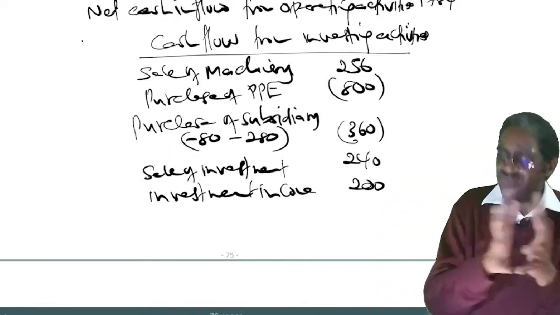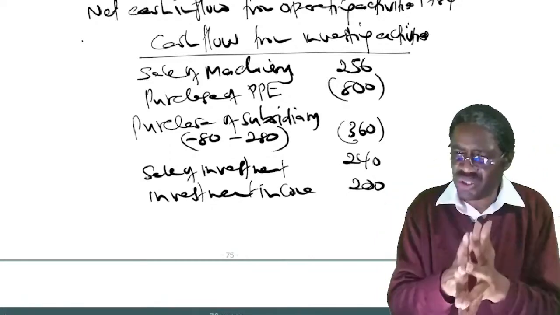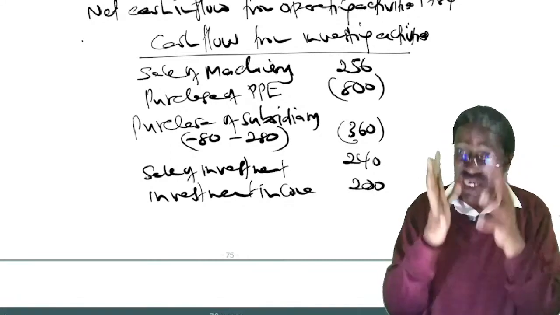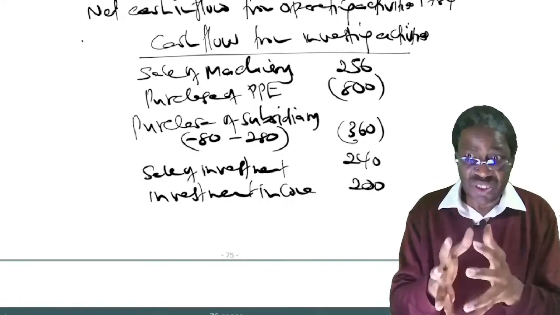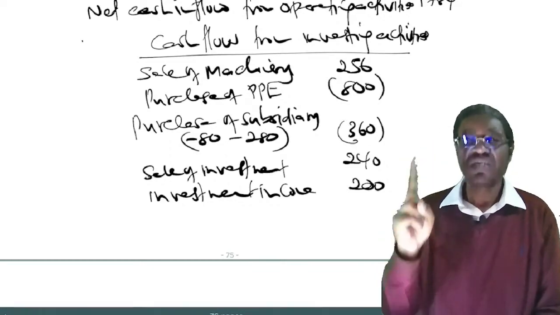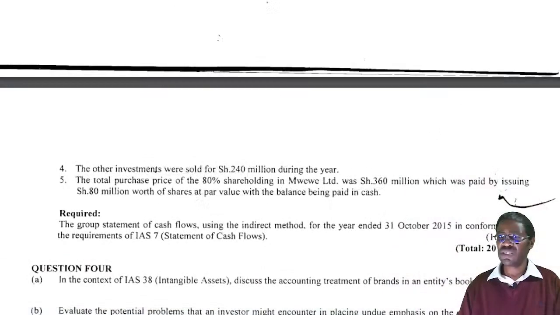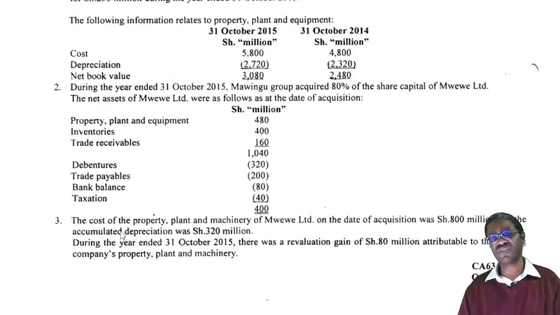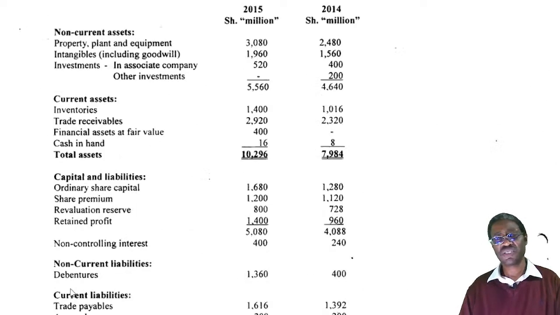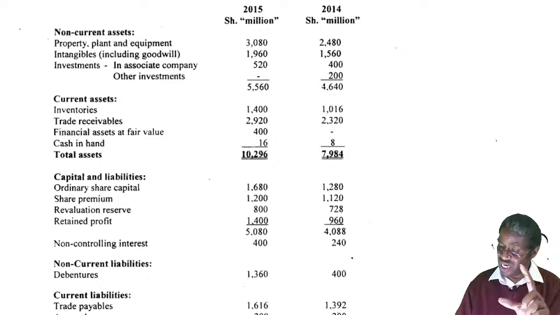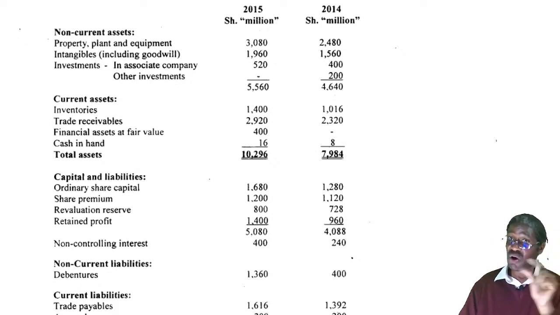We have said investing activities are those transactions that affect fixed assets. So you can go to the balance sheet, look at what fixed assets we had and what effect we had. From this balance sheet, I can see we have property, plant and equipment. That one we have already analyzed. It was helping me get the cash paid to acquire new ones.